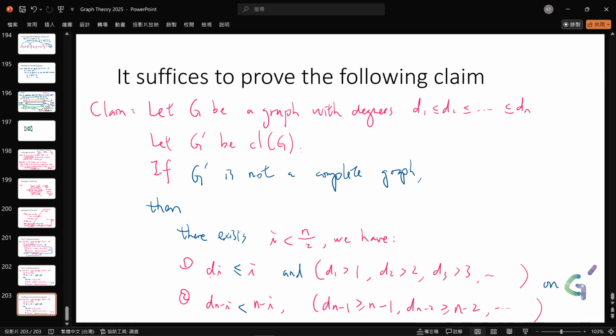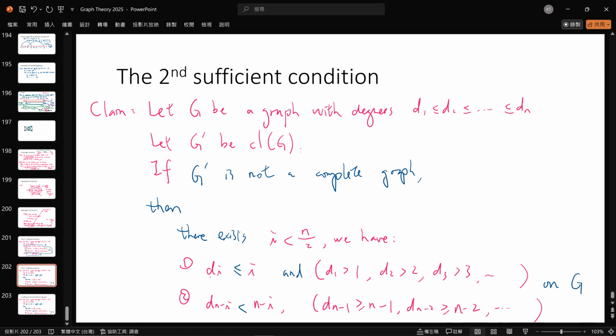All right, let's continue. So here we have two claims. The only difference is that here we consider the degrees on G prime, and in the previous claim we consider the degrees on the original graph G. Okay. So which graph, G or G prime, has a larger degree sequence, or which one has more edges, G prime or G?